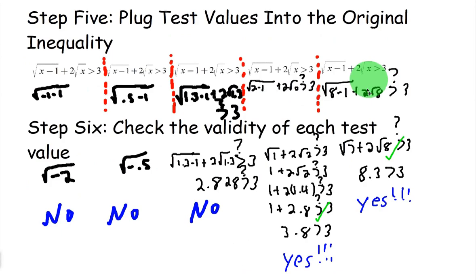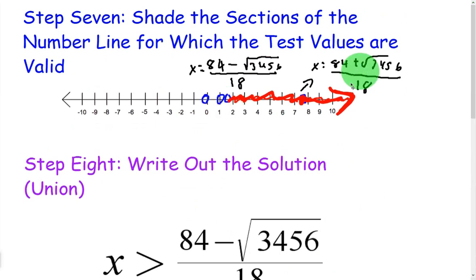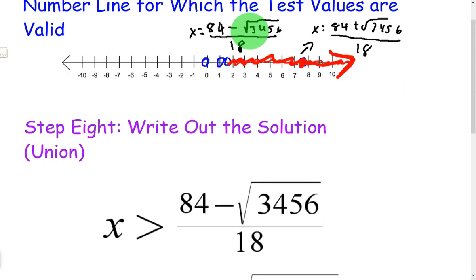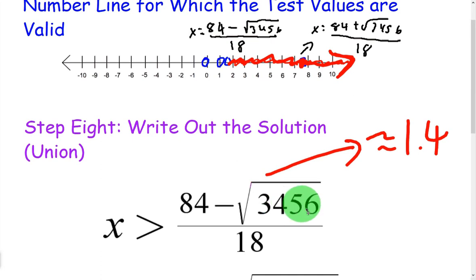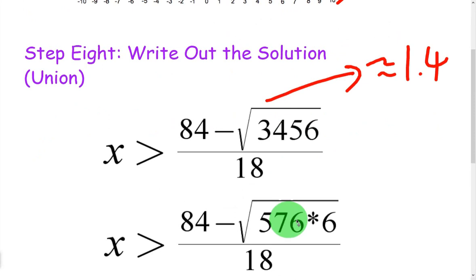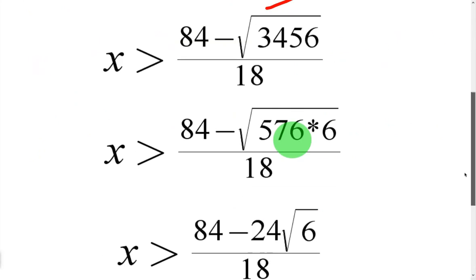So the question though is, and I alluded to this earlier, can you actually simplify this radical right here? And the answer is yes. So right here, this number is our approximate 1.4. So how do we simplify it? Well, I did some playing around with the calculator. I kept typing in bigger and bigger square roots, and I figured out that 576, which is a perfect square, goes into 3456 6 times. So I broke it down that way.